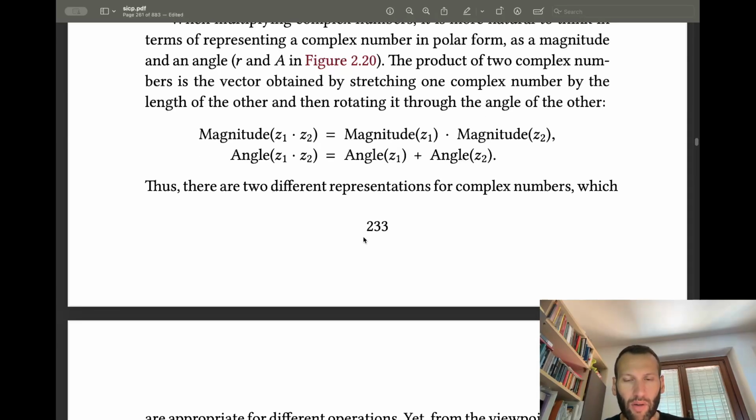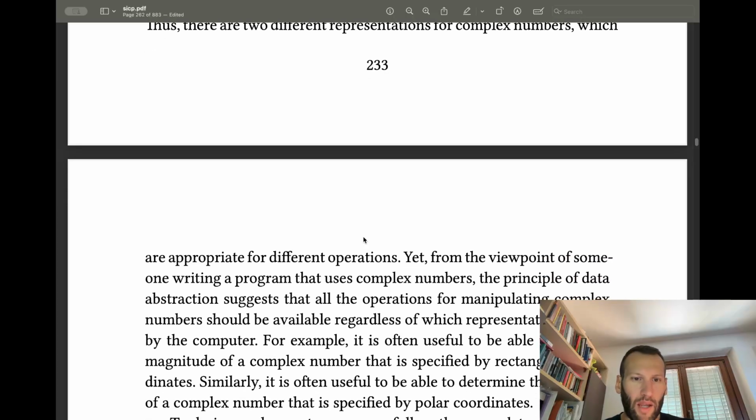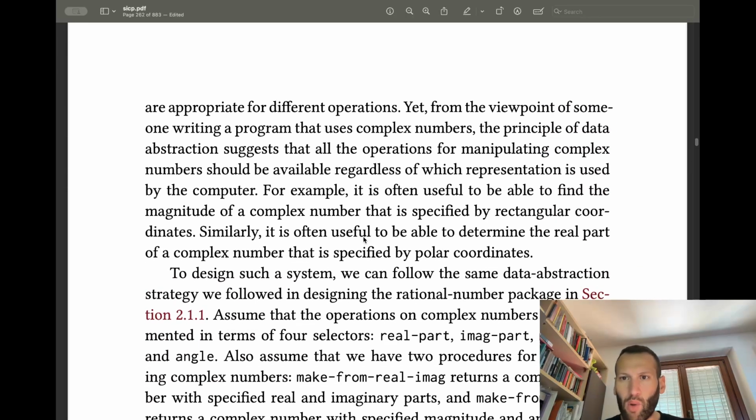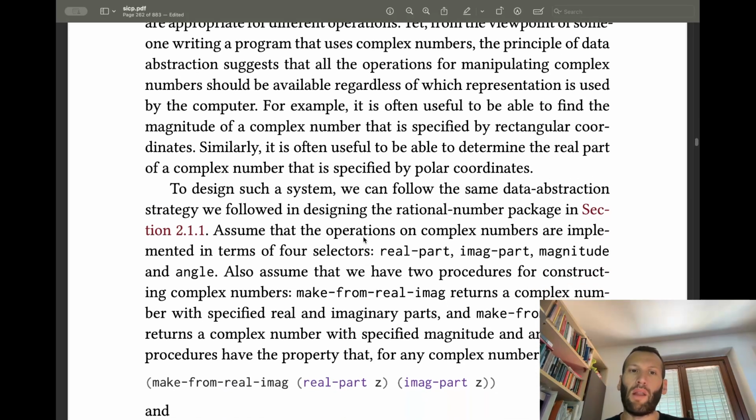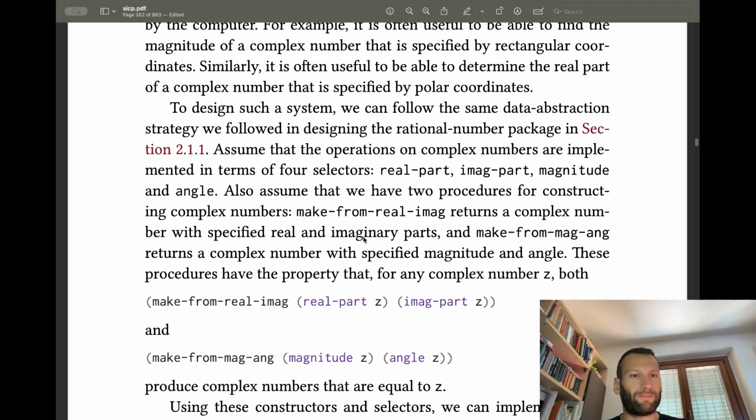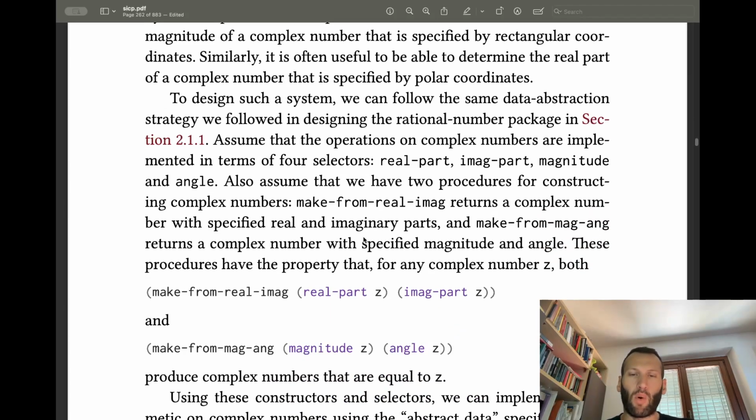Thus, there are two different representations for complex numbers, which are appropriate for different operations. Yet, from the viewpoint of someone writing a program that uses complex numbers, the principle of data abstraction suggests that all the operations for manipulating complex numbers should be available regardless of which representation is used by the computer. For example, it is often useful to be able to find the magnitude of a complex number that is specified by rectangular coordinates. Similarly, it is often useful to be able to determine the real part of a complex number that is specified by polar coordinates. To design such a system, we can follow the same data abstraction strategy we followed in designing the rational number package in section 2.1.1.